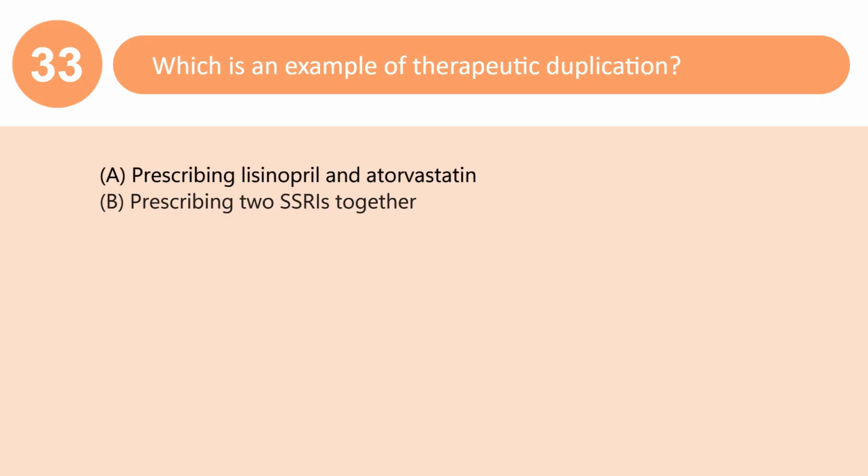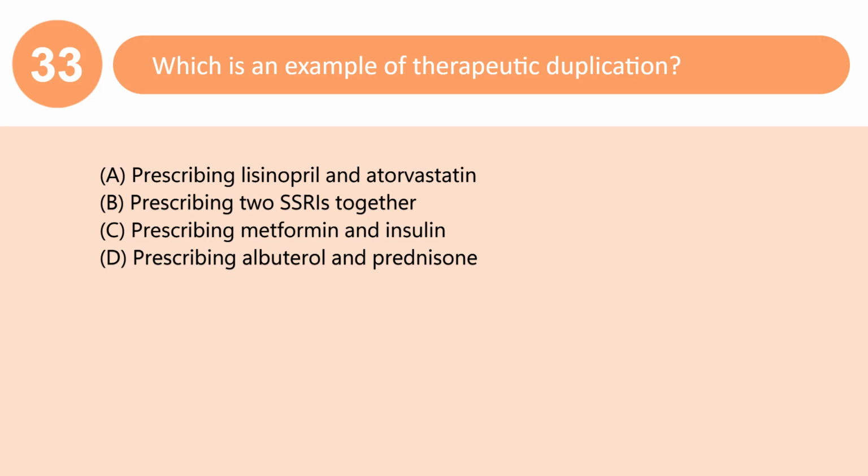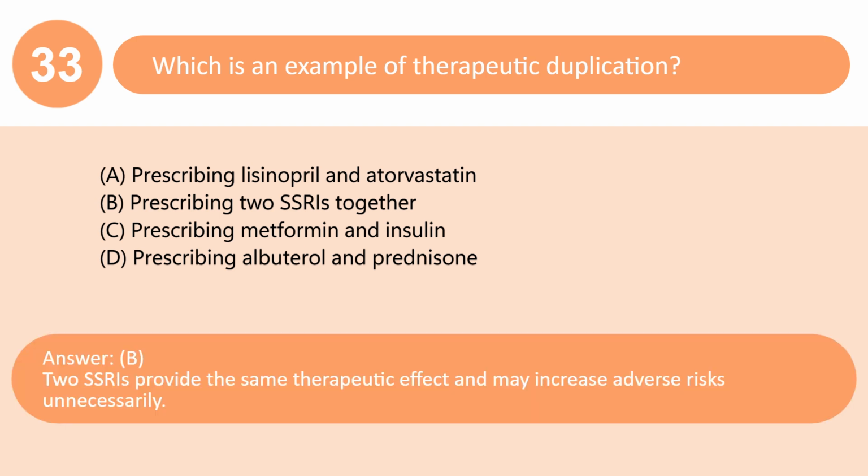Which is an example of therapeutic duplication? A. Prescribing lisinopril and atorvastatin. B. Prescribing 2 SSRIs together. C. Prescribing metformin and insulin. D. Prescribing albuterol and prednisone. Answer B. 2 SSRIs provide the same therapeutic effect and may increase adverse risks unnecessarily.